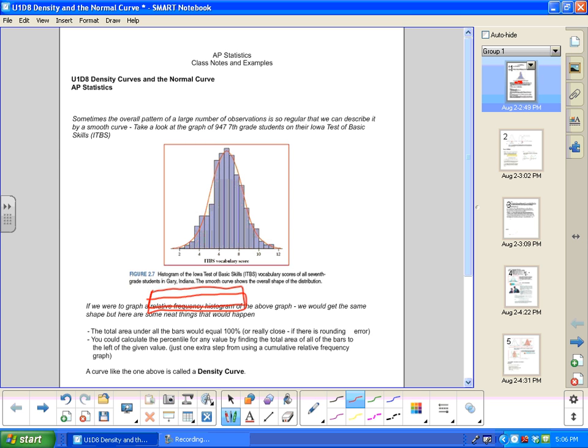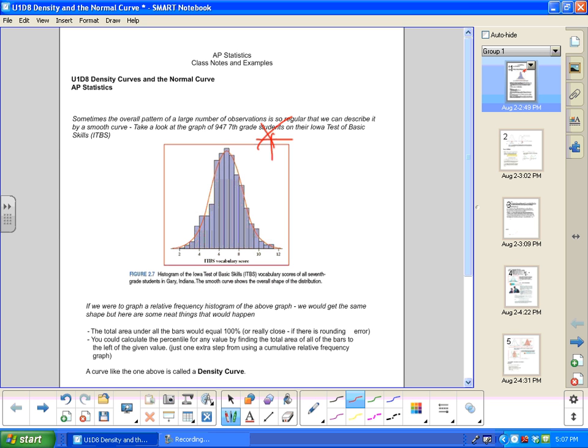So we have a relative frequency histogram, and think about what that does. It takes each class of your histogram and plots the percentage instead of the actual frequency. What's neat about these relative frequency histograms is that we can actually calculate percentiles using them. Here we have a group for this data of 947 seventh grade students and their test on the Iowa Test of Basic Skills.